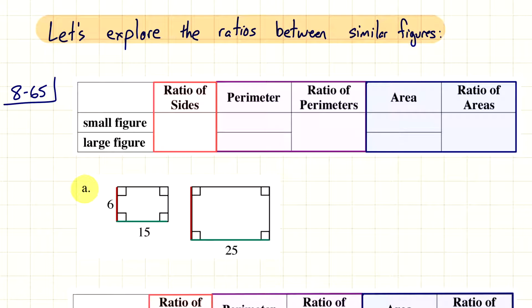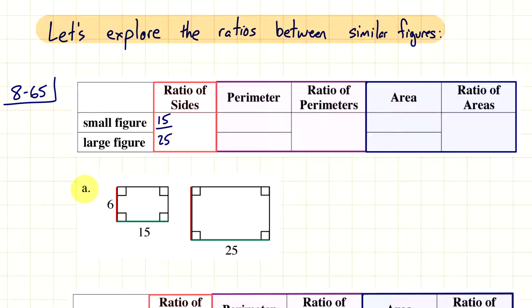We already know these shapes are similar. We're just trying to figure out how their sides are proportional. The way this table is organized is with the small figure on top and the large figure on bottom, so that's what's going to be consistent across the whole table. Since we're talking about sides, I'm going to take a side measurement, which is 15, and 25 is the large figure. So I'm going to put 15 over 25. All right, so this is our ratio of sides.